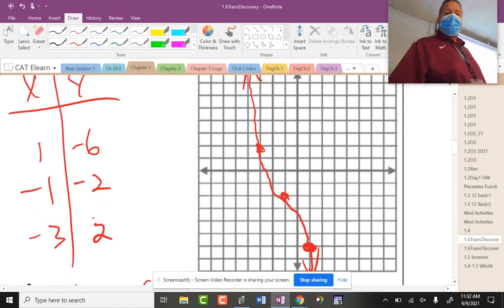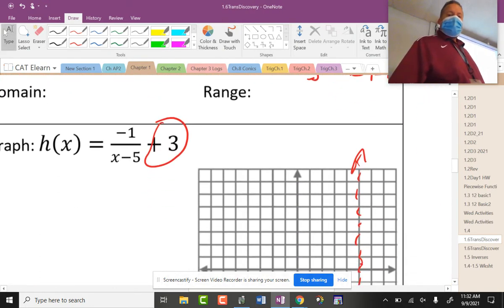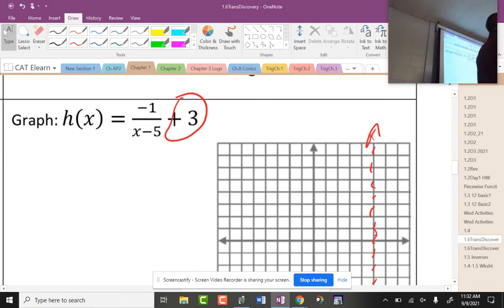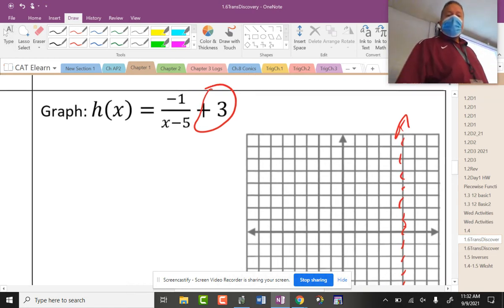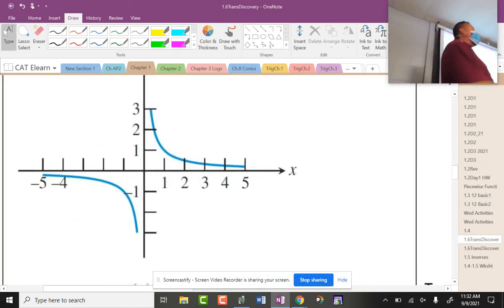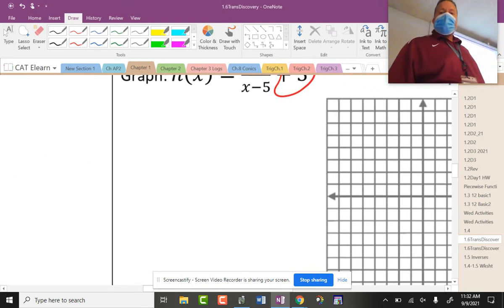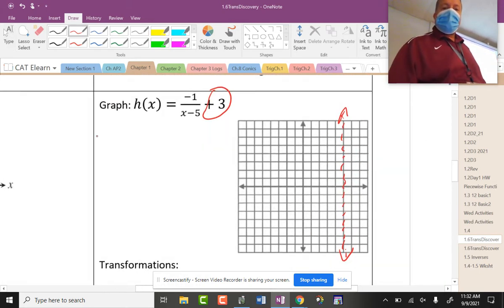What does that say? 4 up. Okay, so what does this do? Tell me. 3 what? 3 up. Now, if I'm moving this 3 up, who does it really move? Sure, it moves these curves, but it actually moves this horizontal asymptote. All right, and that's really the key. So now we have a vertical asymptote at x equals 5 because of the moving right 5. We have a horizontal asymptote at y equals 3 because of the up 3.